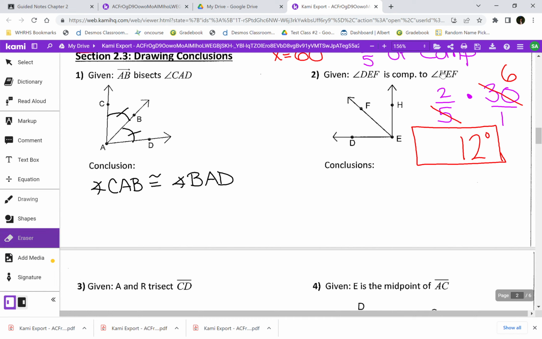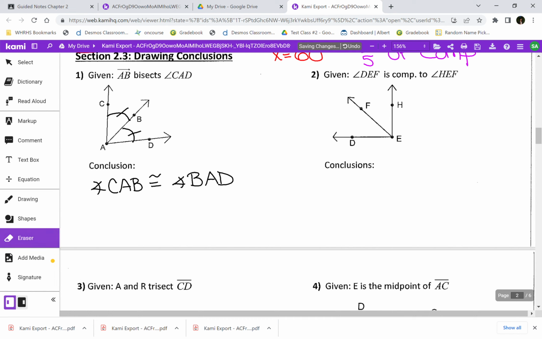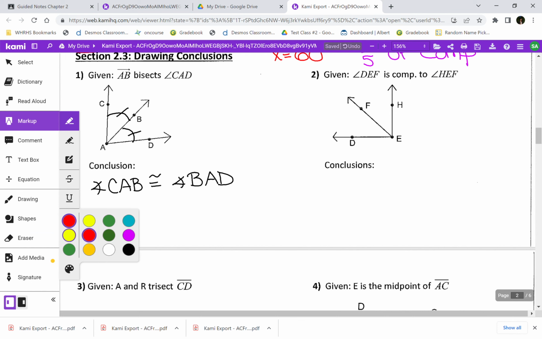All right, let's keep going. So here it says angle DEF. So I'm just going to highlight the two angles they're talking about. So angle DEF, this angle down here, is a complement to angle HEF. So these two angles are complements. Can somebody come to a conclusion if those two angles are complement? What would we be allowed to conclude?